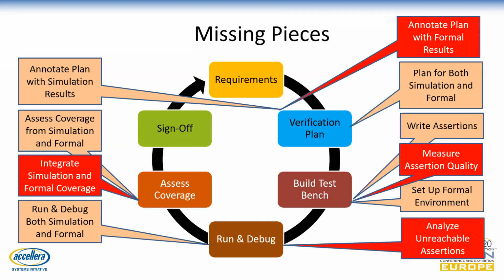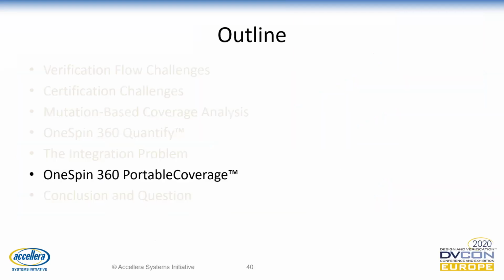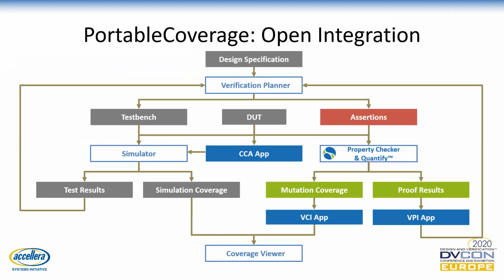All right, so let's see how we solve this problem with the pieces. This is solved with the OneSpin 360 portable coverage solution that solves several challenges. But before I go into the challenges that are being solved, let me bring you a bit on the overall flow of how the open integration is happening.